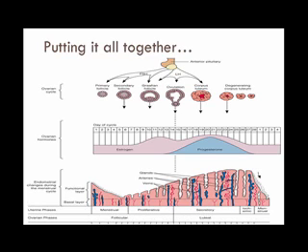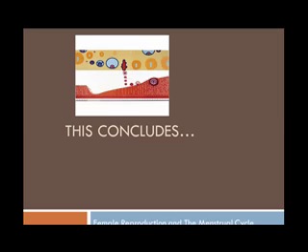So really try to study this. What's going on with the hormones? FSH and LH at the ovarian level, and estrogen and progesterone at the uterine level for the menstrual cycle. This concludes the female reproduction and menstrual cycle lecture.